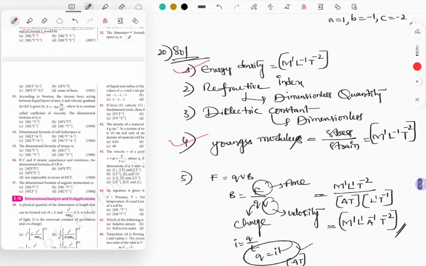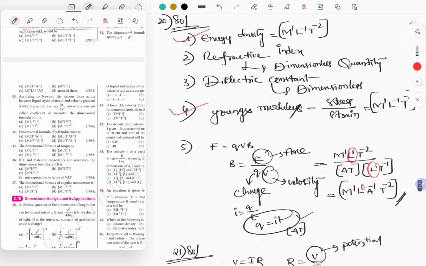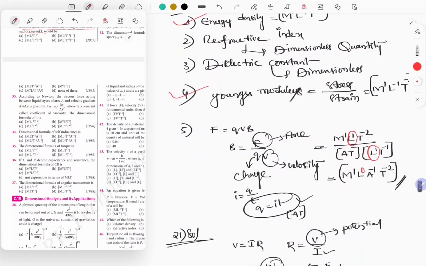Guys, so there is a small correction in question number 20. Just check it out. So there is L power 1 divided by L power 1 here. So L power 1 will get cancelled. You are going to get m power 1 L power 0 A power minus 1 T power minus 2 as dimensional formula for magnetic field. Just check it out.